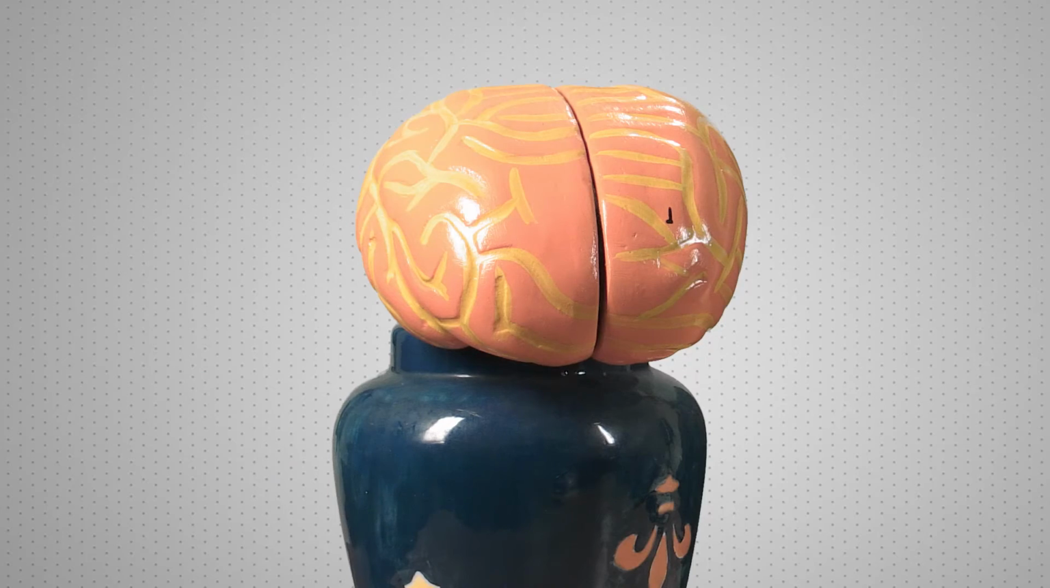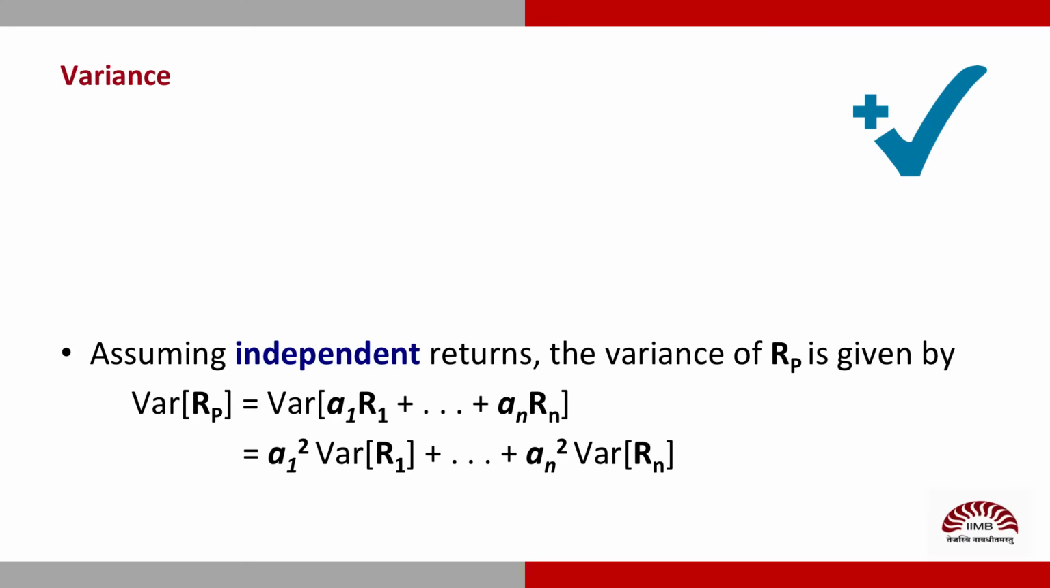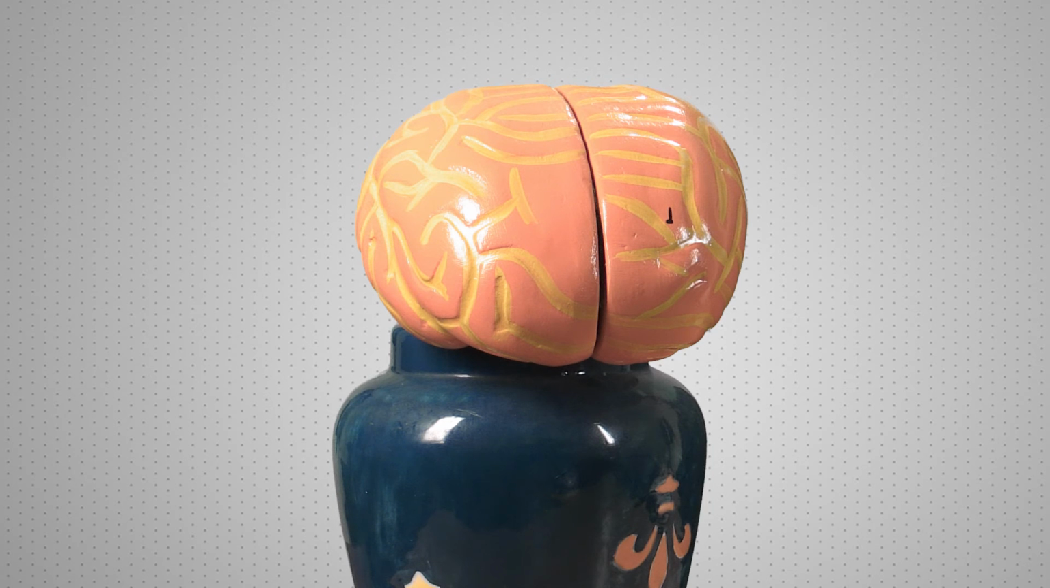Correct. So what do you think of the variance of this variable Rp? That's easy. It must be a sum product of the variances. That one's a classic mistake, Lisa. If the returns are independent of each other, then we get the variance of Rp as A1 squared times the variance of R1 plus so on plus An squared the variance of Rn. I forgot to square the weights. Well, next time you won't.